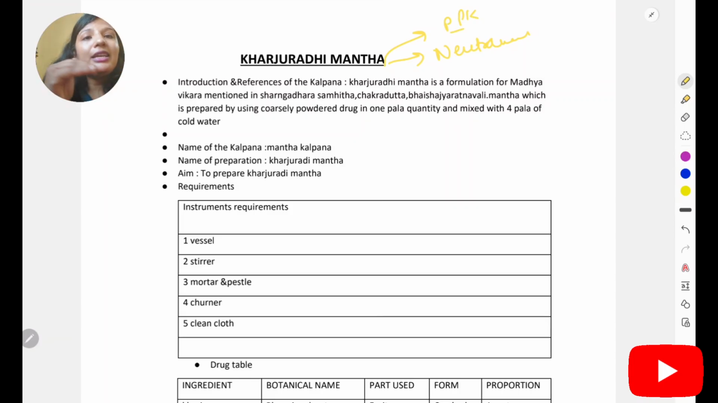So it is an important thing, and we are preparing in our practical also. Again, for the theory exam you can write this kind of introduction, like Khajuradi Manda is a formulation for the Madhya Vikara, and it is mentioned in the Sharangdhara Samhita, and this reference.